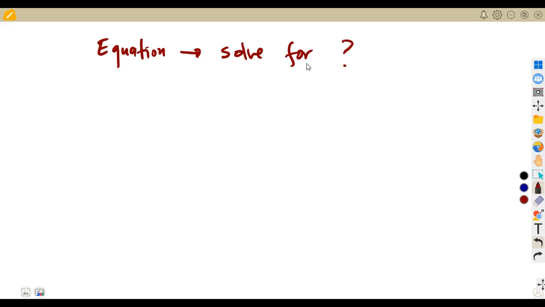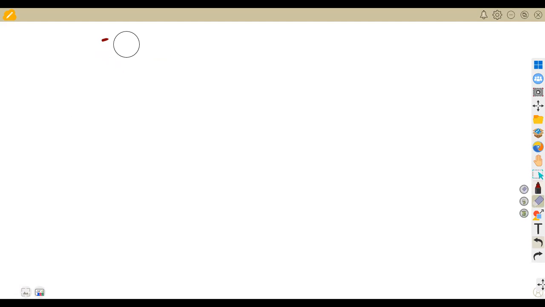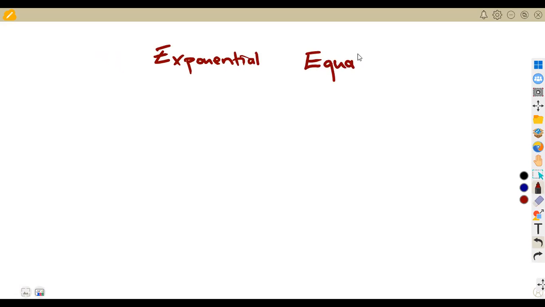Is it for x? Is it for m? Is it for y? Is it for whatever letter, whatever variable that you have? That's an equation. So we can have that same equation, but under exponents. Remember, we are under exponents, so we refer to them as the exponential equations.